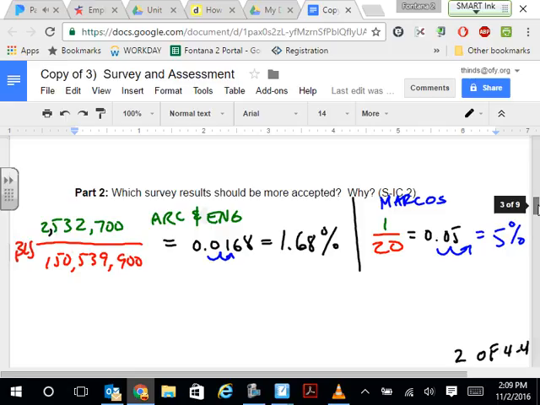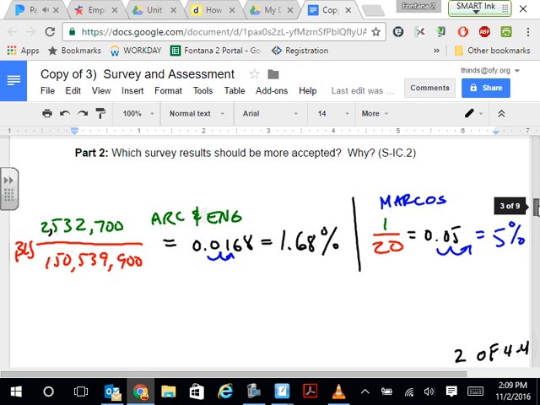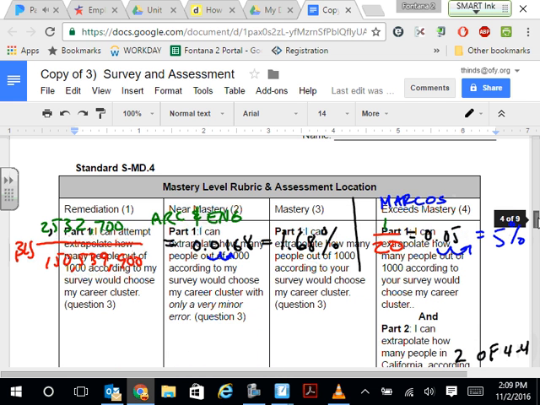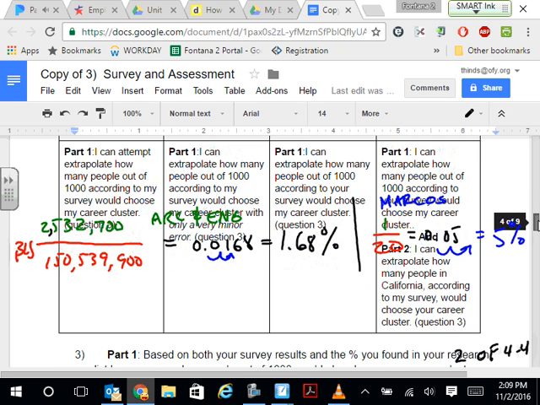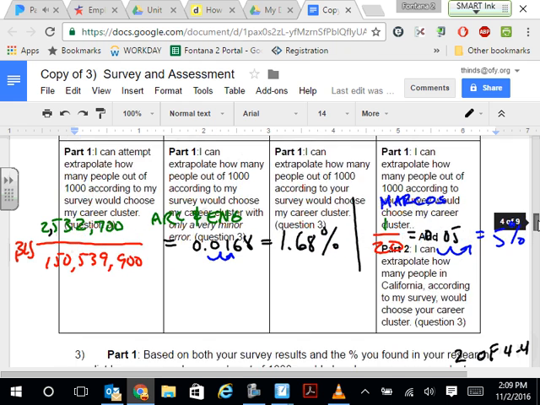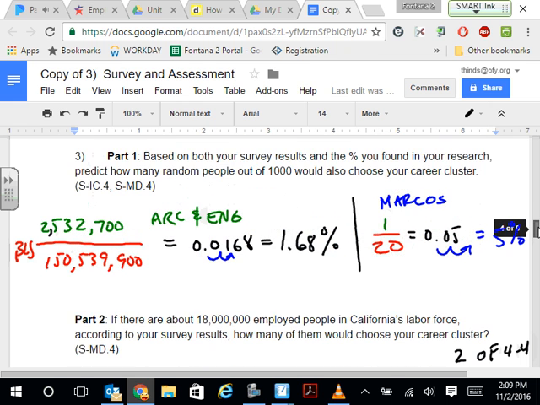It says here, how many random people out of 1,000 would also choose your career cluster? In other words, now that you have your percent based on our survey, in this case Marcos and, I guess, David, since they have the same number, about how many out of 1,000 people would be working in this cluster? I'll pretend that it's 3, that way I don't do theirs for them.